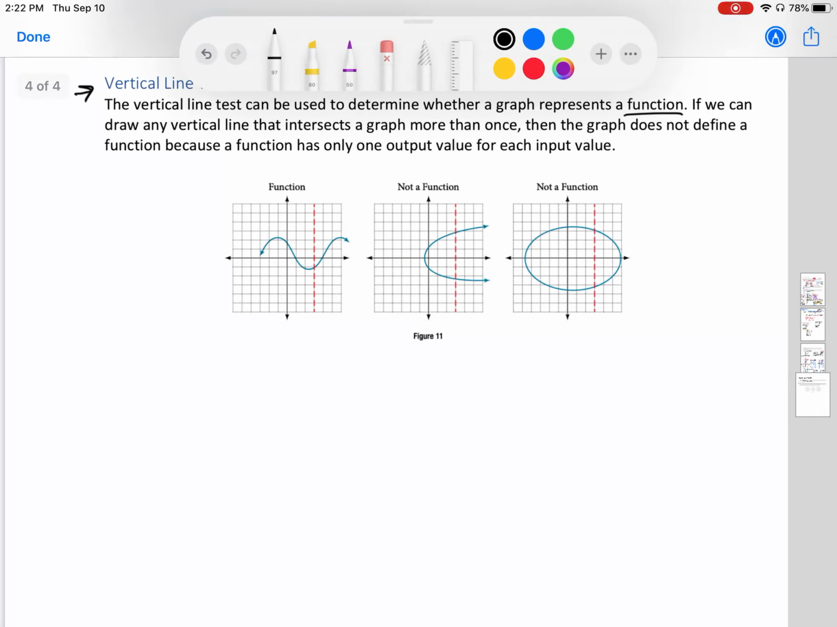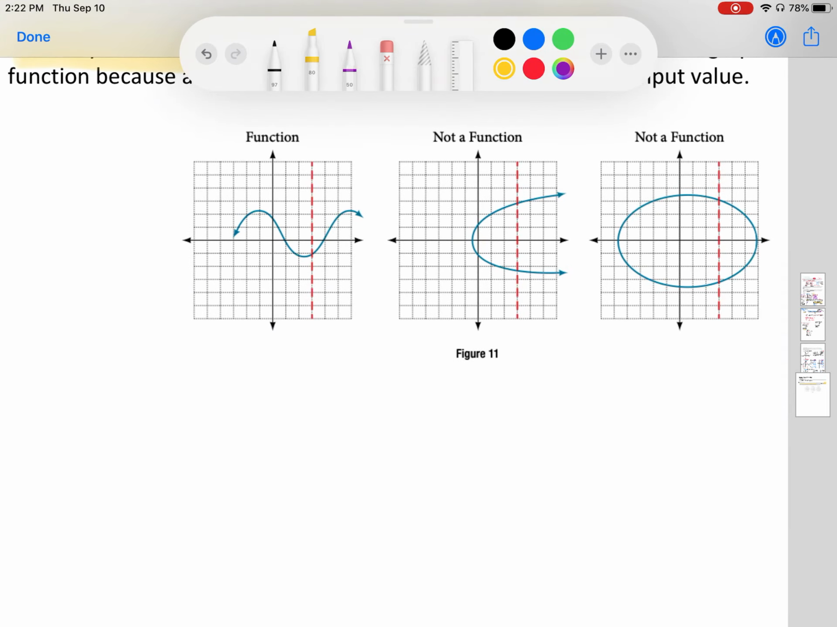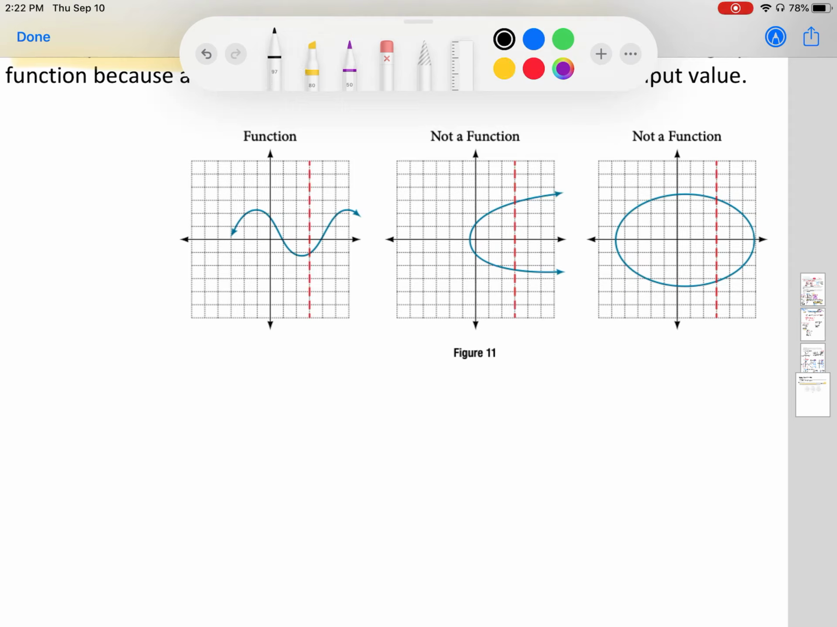We can draw a vertical line. If it intersects a graph more than once, then the graph does not define a function, because a function only has one output value for each input value. So for this first one, this one is a function because it only crosses the vertical line once. The second one is not a function because it crosses our vertical line twice. Same thing for that third image. It crosses twice, so it's not a function. So again, the vertical line test helps us determine if a graph is a function.